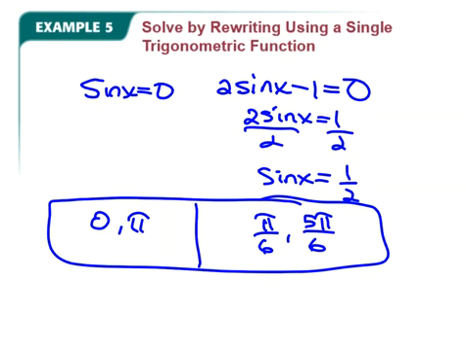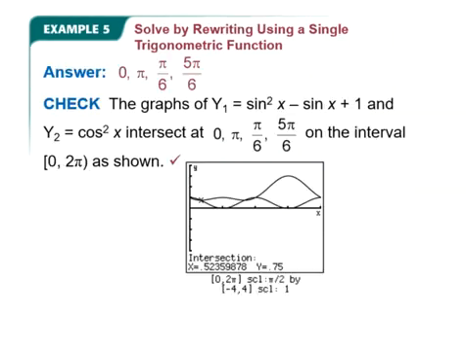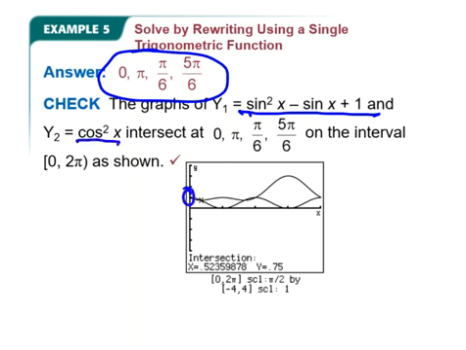So to continue on, I want to show you something on this slide. So we found these answers of 0, pi over 6, and 5 pi over 6. So this is another way to check. You can put them on the calculator and you'll actually see where they intersect. But if you notice, sine squared minus sine x plus 1 and cosine squared x intersect at both 0, pi over 6, 5 pi over 6, and pi.